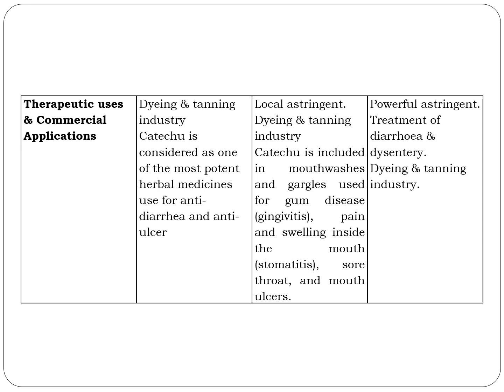The therapeutic uses of black catechu are in the dyeing and tanning industry. Catechu is considered one of the most potent herbal medicines used for anti-diarrhea and anti-ulcer. Likewise, pale catechu acts as a local astringent and is used in the dyeing and tanning industry. Catechu is included in mouthwashes and gargles used for gum disease, gingivitis, pain and swelling inside the mouth, sore throat and mouth ulcers. Pterocarpus is a powerful astringent which is used in the treatment of diarrhea and dysentery.